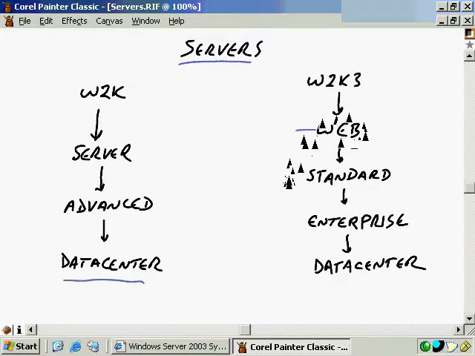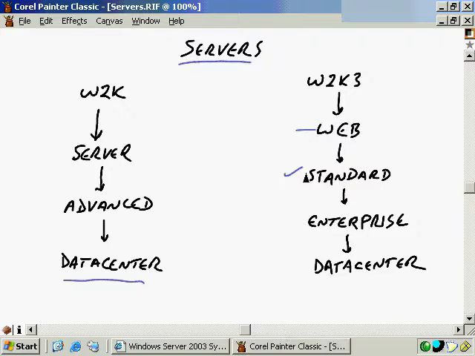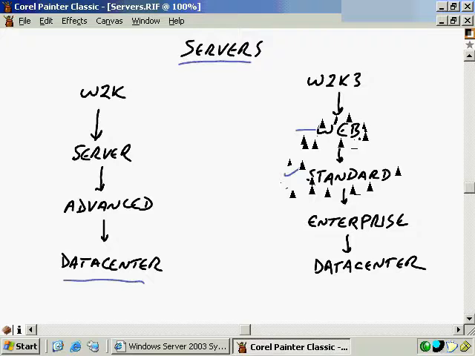Then there's the standard edition. This is kind of a more all-purpose type of server. We can use them for domain controllers. They're commonly used for that, in fact. Also very good for certain kinds of application servers and just a good general all-purpose server. Good also for an infrastructure server if you need WINS servers, DNS, DHCP, that kind of stuff.